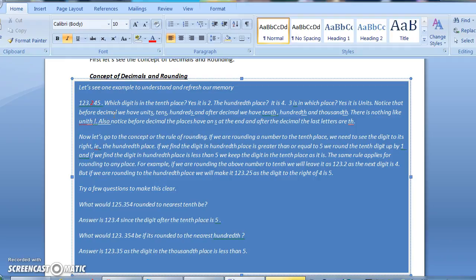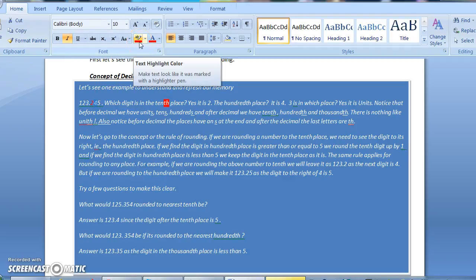Listen to my pronunciation carefully. It is the tenths place, so I'm ending my last two letters with TH, right? This number 4 is in which place? It is in the hundredths place. Again, we are ending the last two letters with TH.